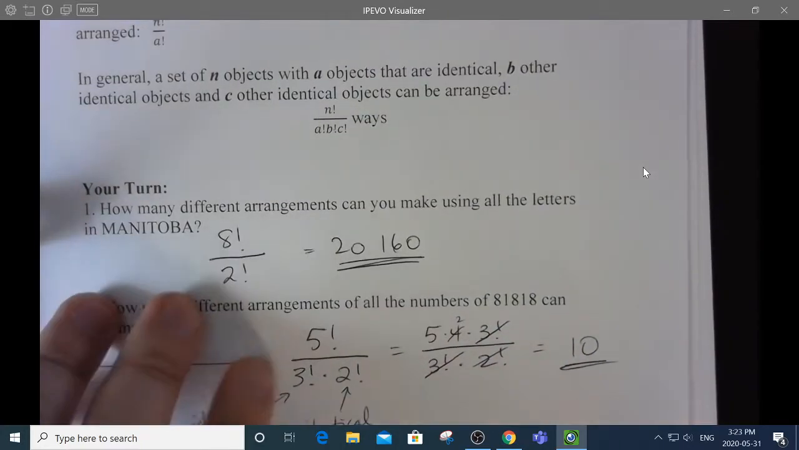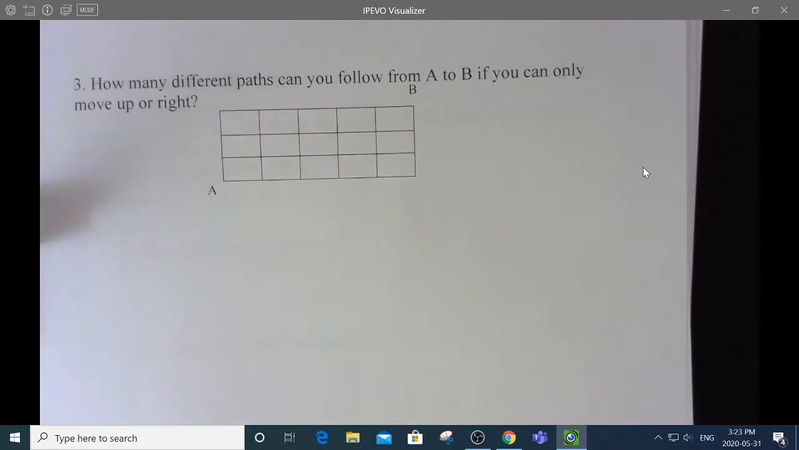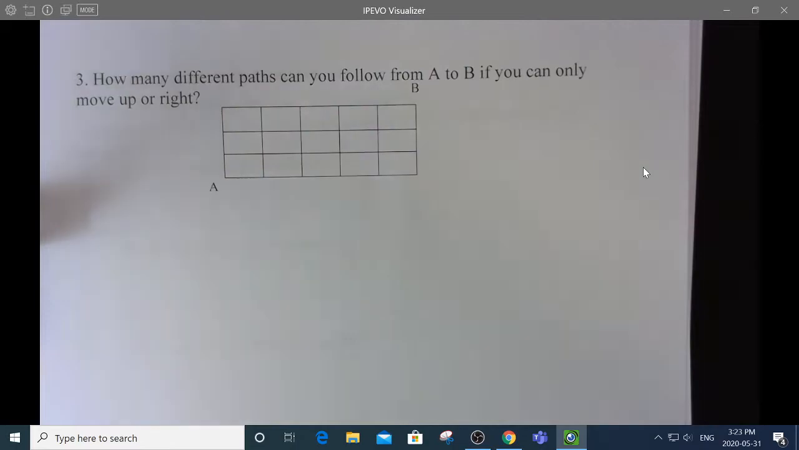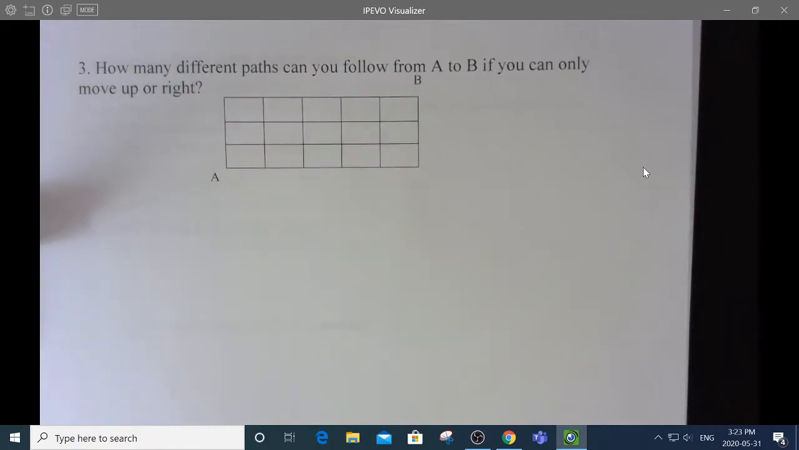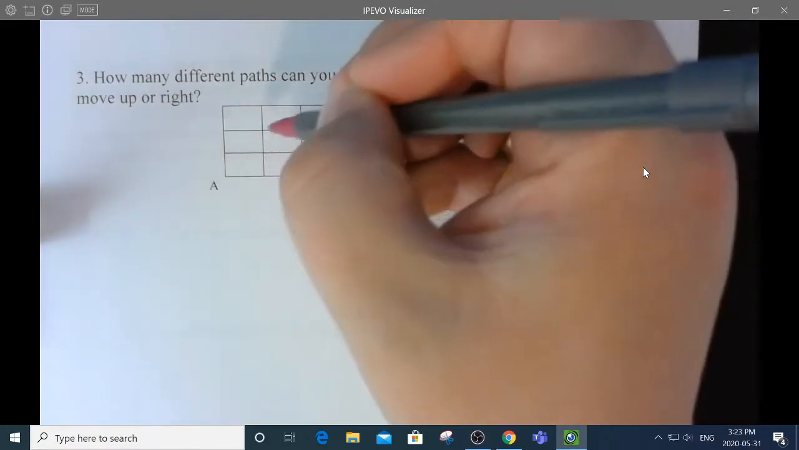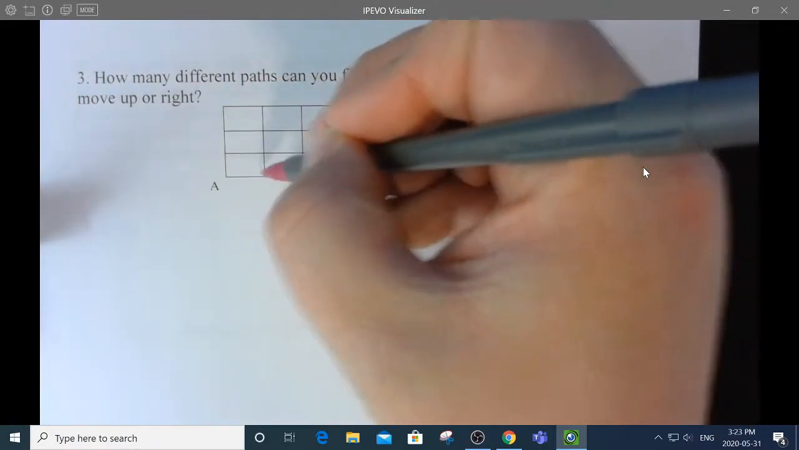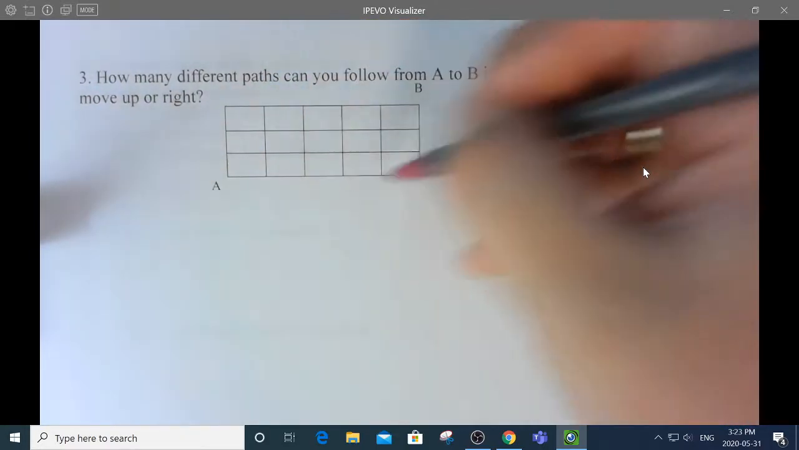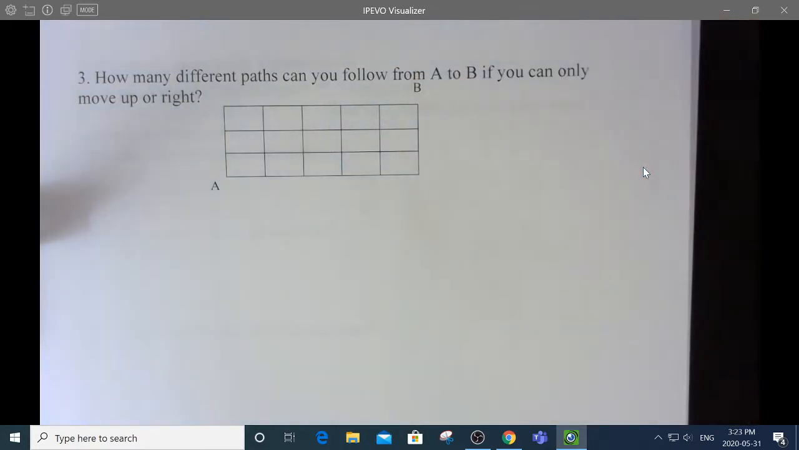Cool. All right. This doesn't look like it's the same kind of problem, but actually it is. This is a neat question. I like this one. How many different paths can you follow from A to B if you can only move up and right? Well, this is kind of cool. So you're only allowed to go up and right. You're not allowed to go up, right, then down, and then back over and up. You're not allowed to go past where you want to go and then back to the left. You're not allowed to go down or left, just up and right.